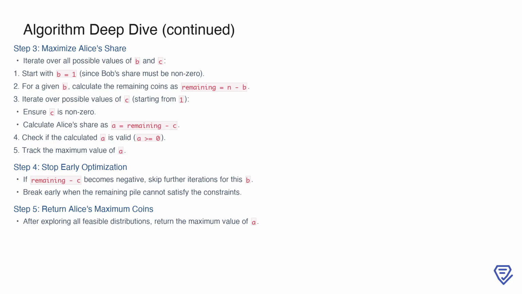To optimize the algorithm, we can stop iterating early whenever remaining minus C becomes negative. This avoids unnecessary calculations when the remaining pile cannot satisfy the constraints. Once all feasible distributions have been explored, the algorithm returns the maximum number of coins Alice can collect.